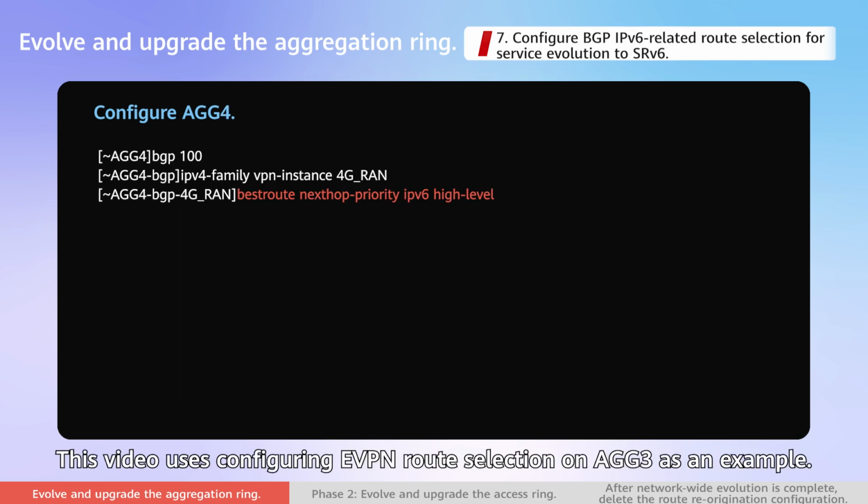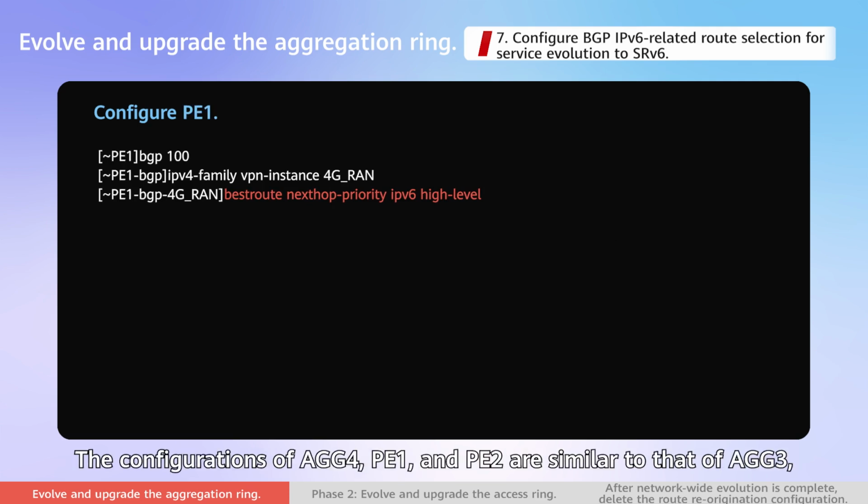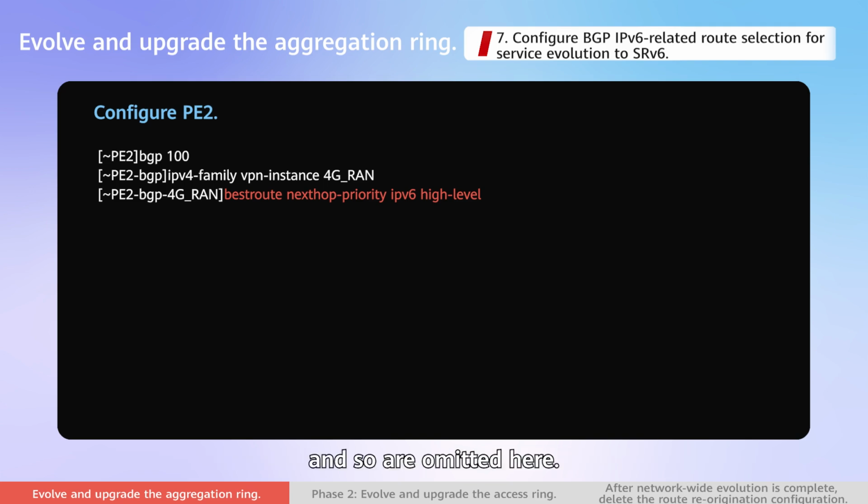This video uses configuring EVPN route selection on AGG3 as an example. The configurations of AGG4, P1, and P2 are similar to that of AGG3, and so are omitted here.